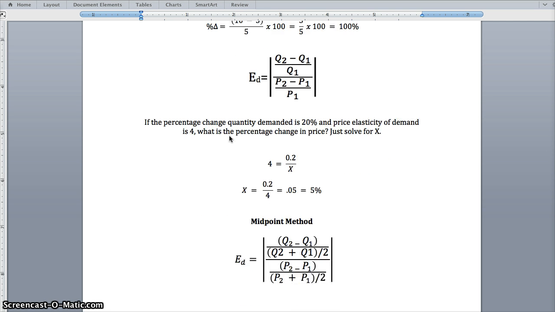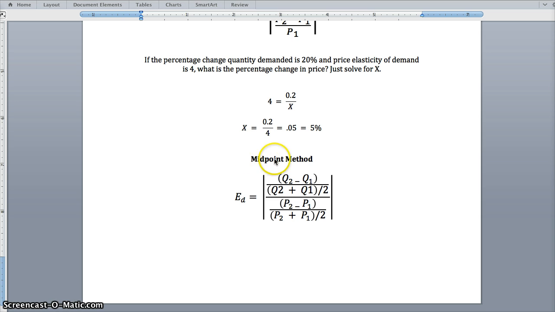So to eliminate that problem, economists use something called the midpoint method. And it's really pretty straightforward. The only thing we're doing different is that in the denominator of each one of these quotients, we're going to use the midpoint between Q1 and Q2. To get the midpoint between Q1 and Q2, all we do is add up Q1 and Q2 and divide it by 2. Same thing down here. We're going to take P1 and P2. We're just going to add those two numbers up and divide them by 2.